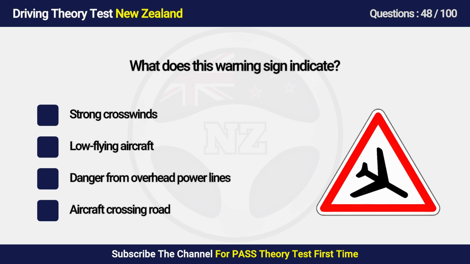A. Strong crosswinds. B. Low-flying aircraft. C. Danger from overhead power lines. D. Aircraft crossing road.